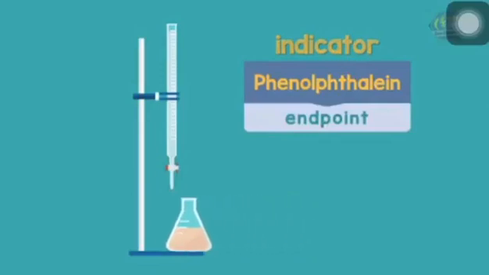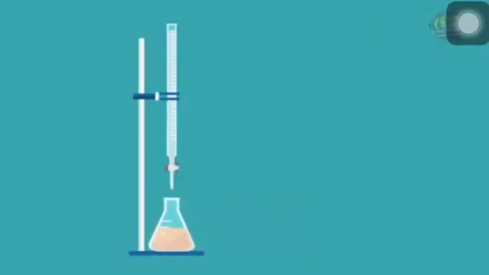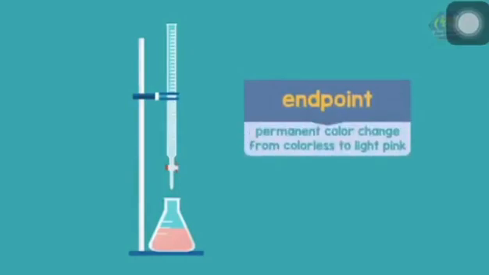Now you start your titration. Some time later, you notice that there is a temporary light pink color change when the sodium hydroxide solution drops. This means that we are now going to reach the endpoint. The endpoint is a permanent color change from colorless to light pink. When you put more sodium hydroxide, exceeding the needed sodium hydroxide for the endpoint, then your solution is now overrun.